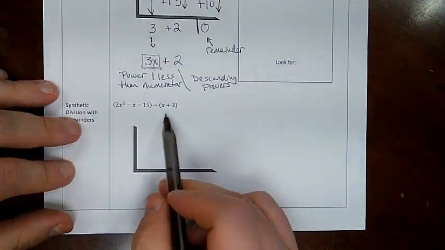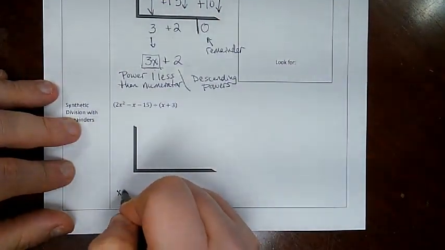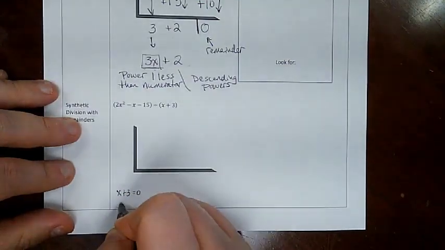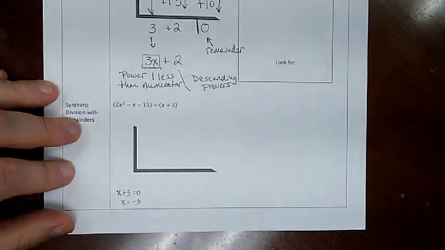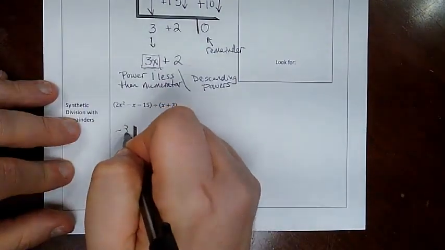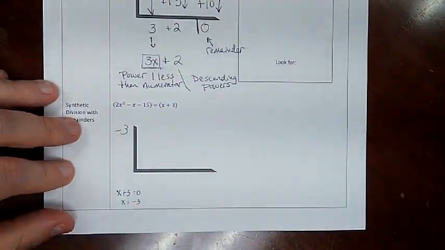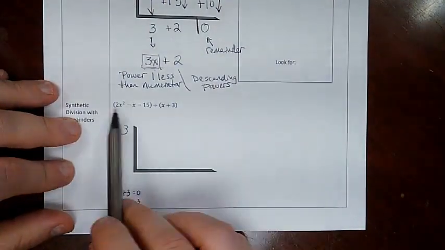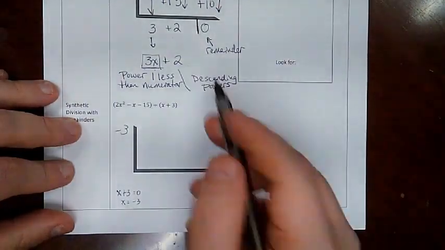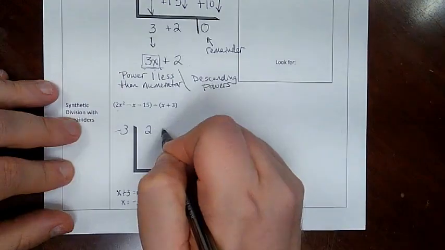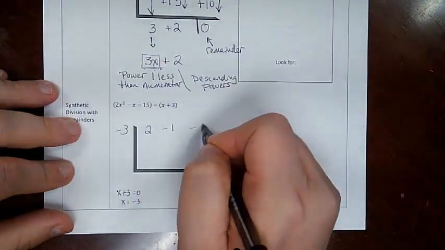So the first thing I'm going to do is say x plus 3 equals 0, which gives me x equals negative 3. That tells me the number that's going to go up here at the top left, my root. Across the top, I'm going to put my coefficients. So 2, negative 1, negative 15.